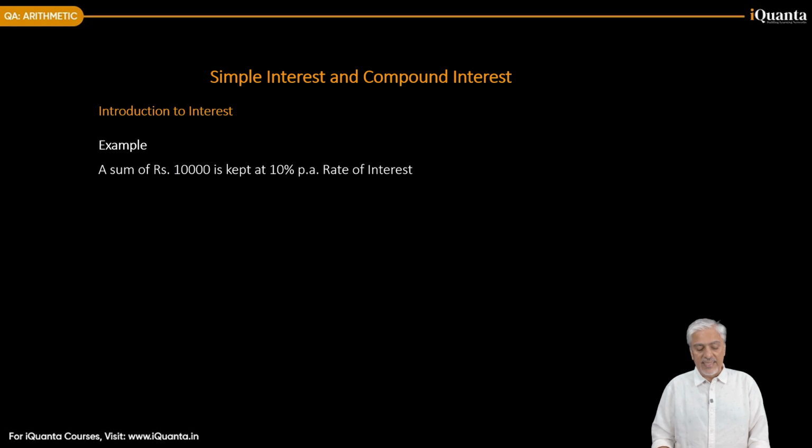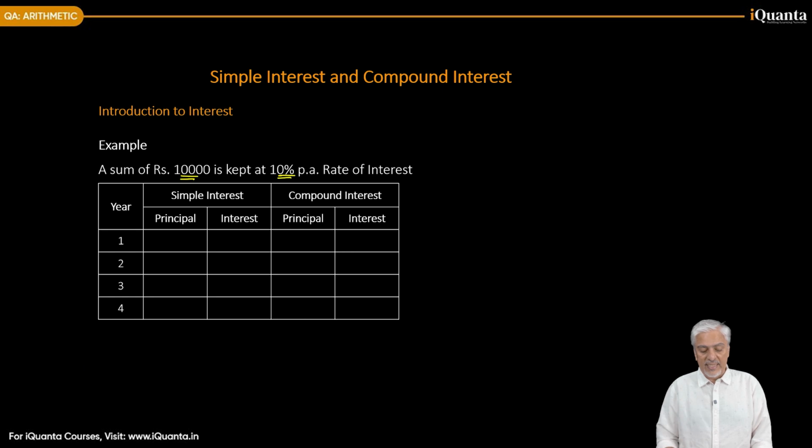Now, let's take an example first to understand this. So we'll understand the exact difference between simple interest and compound interest. A very basic example. A sum of rupees 10,000 is lent at 10% per annum. Find the interest at a 10% rate of interest per annum.